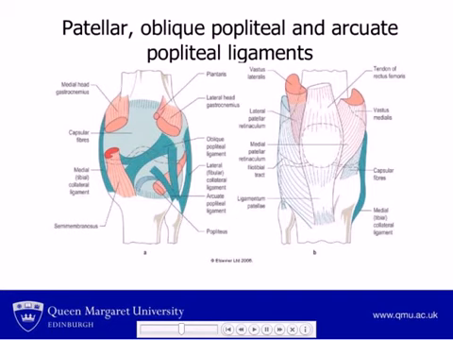The arcuate popliteal ligament provides posterior-lateral joint support, and it inserts at the posterior aspect of the head of the fibula. It lies over popliteus and moves to the posterior aspect of the tibia and the posterior aspect of the lateral femoral condyle.